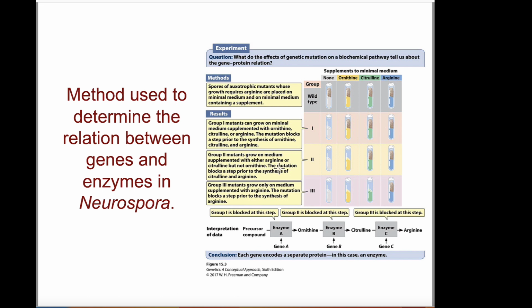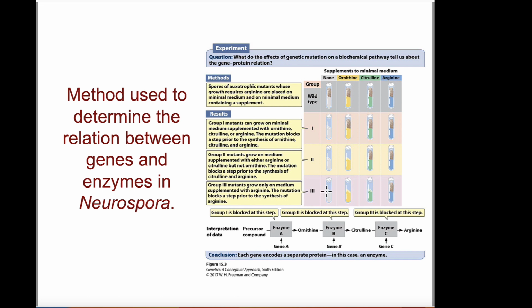For group 2 mutants, you don't get growth on the minimal media or even when the ornithine is added, because in this case there is a mutation that blocks that prior step, so you don't have the synthesis of citrulline. So you only get growth when citrulline or arginine is added. And then of course in group 3, the mutants only grow when it's supplemented with arginine because the prior steps are missing.